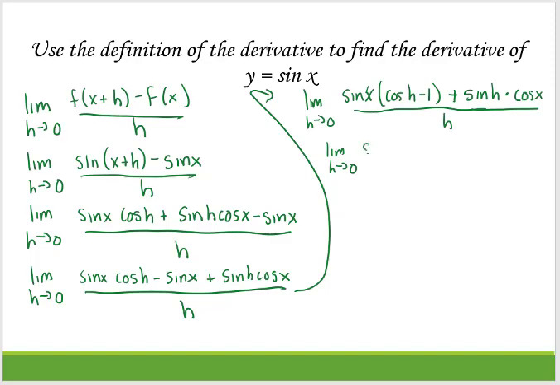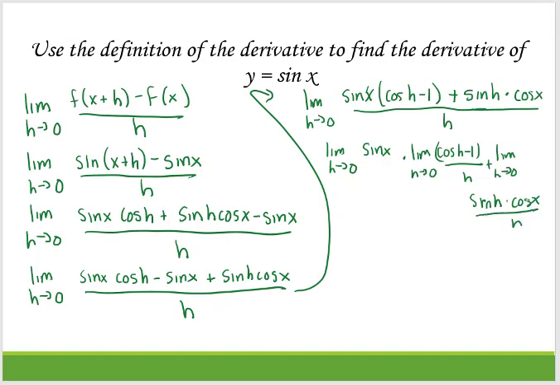Okay, so I'm going to break this up into the sine of x times the limit as h goes to 0 of the cosine of h minus 1 all over h, plus the limit as h goes to 0 of, oh, I ran out of room. I should just restart. Sine of h times cosine of x all over h.